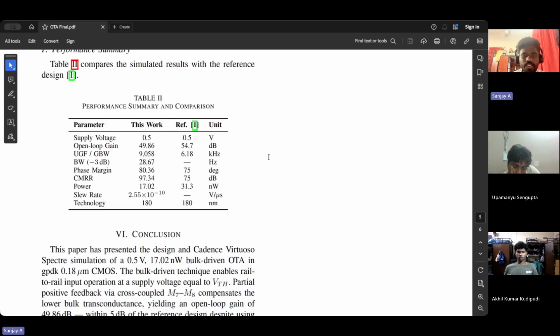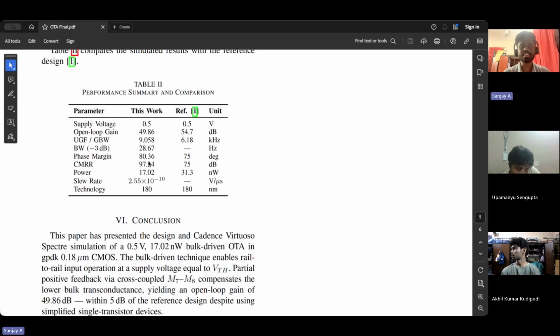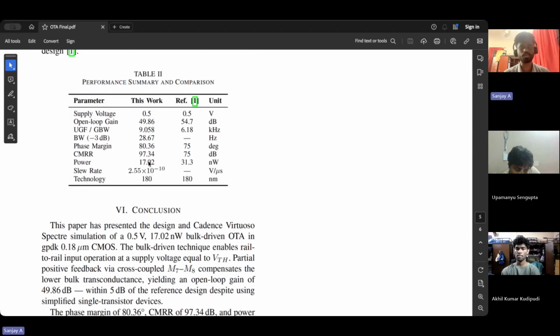The path of recovering that 5 dB is straightforward. Replace the single transistor input devices with self-cascode composite devices, essentially two transistors in series configured to act as a single high R-out device. This increases the output resistance further and pushes the gain above 54 dB. That's the primary recommendation for our future work.